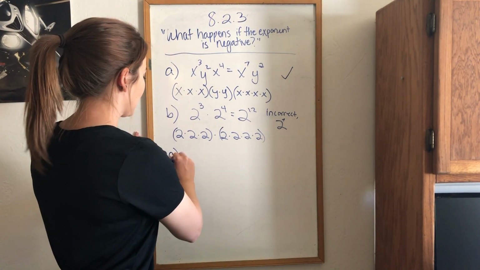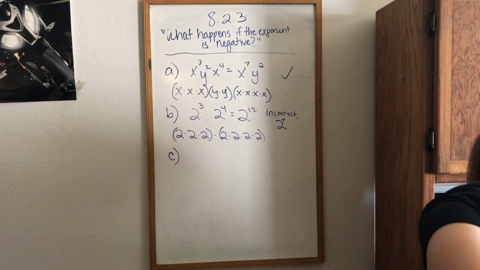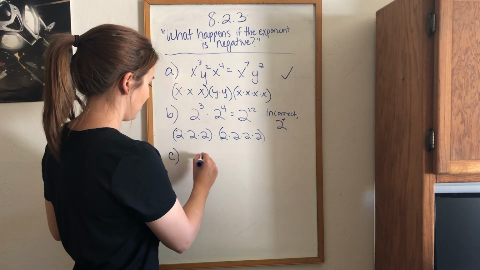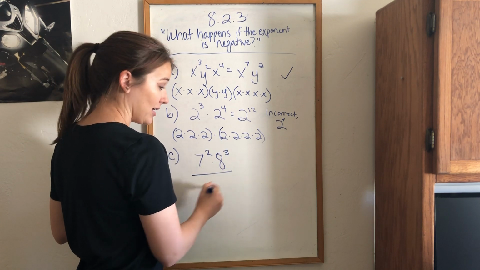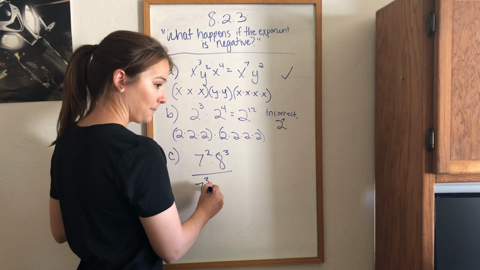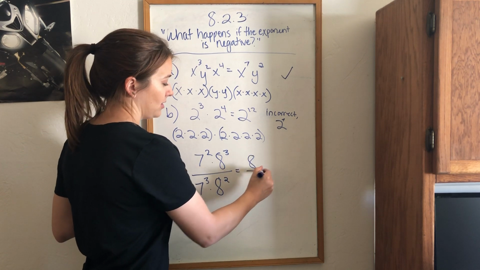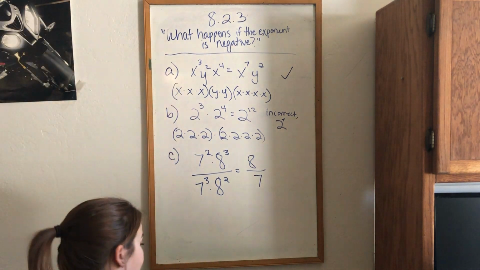Incorrect. Part C. I gotta make this bigger because I can't even see it. Okay, 7 to the 2nd times 8 to the 3rd divided by 7 to the 3rd times 8 to the 2nd comes out to 8 to the 7th. This is one we haven't worked on a lot, so let's look at this division stuff.